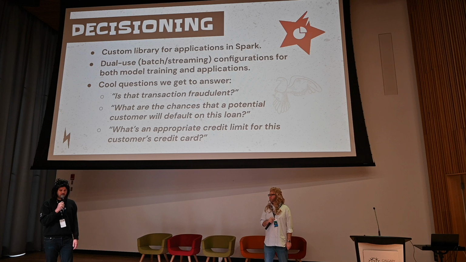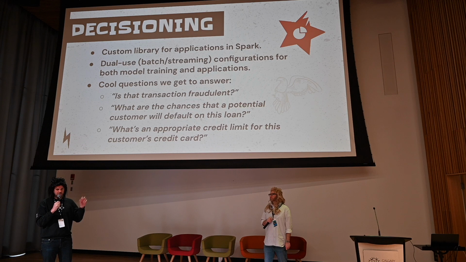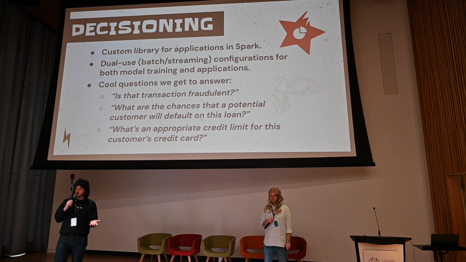So within Neo, we've developed a framework called NeoML that actually allows us to build and train models that answer these questions, but allows us to do it using what we call dual use configurations. Essentially, we can pass a config file to that project's structure, and we can use a batch data set for model training, and that enters into our ML pipelines. And we can also use the same config file to run a stream.